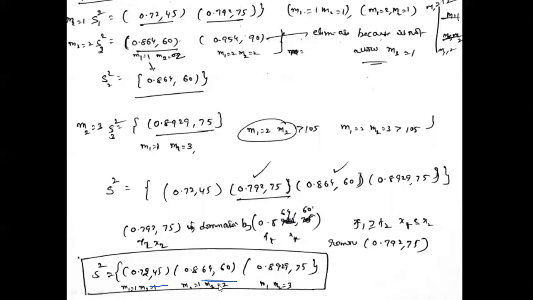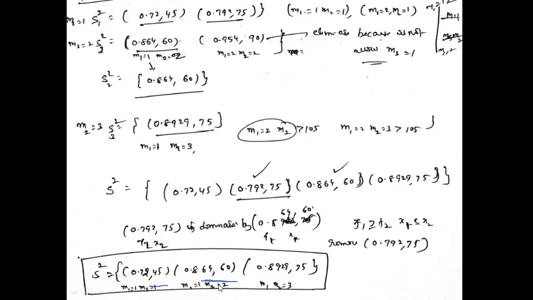Next one, M1 equal to 2, M2 equal to 2. M1 equal to 2 means 30 plus 30, 60. M2 equal to 2 means 15 plus 15, 30. Totally 90. Suppose in the third stage you are taking a single device, the cost is 20. 90 plus 20 is 110. That is more than the total cost of the system.